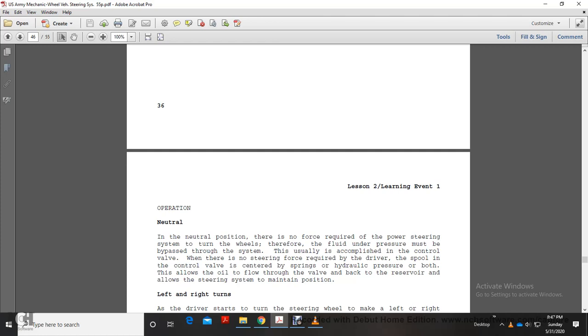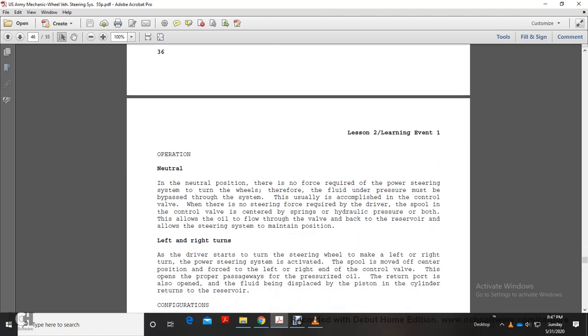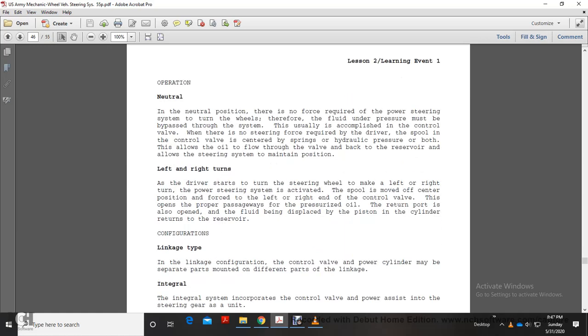Operation, neutral. In the neutral position, there is no force required for the power steering system to turn the wheels. Therefore, fluid under pressure must bypass through the system, usually accomplished by the control valve. There is no steering force required by the driver, and the spool within the control valve is held centered by the spring and hydraulic pressure on both sides. This allows the oil to flow through the valve and back into the reservoir, allowing the steering system to maintain position.